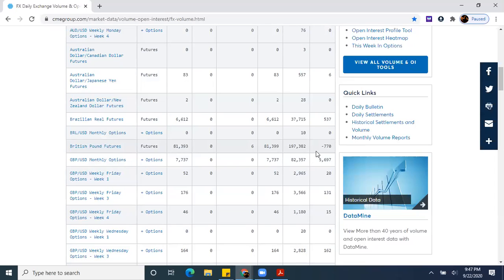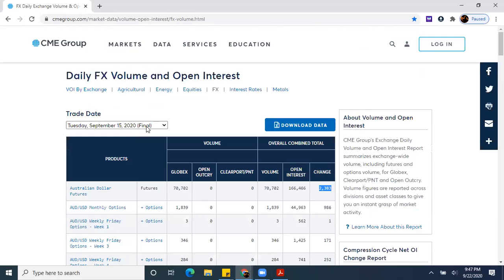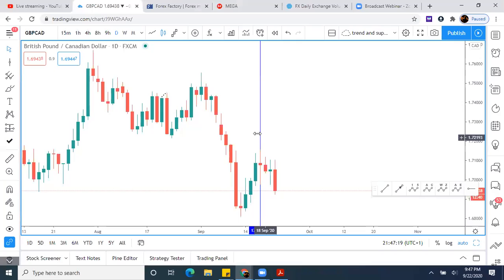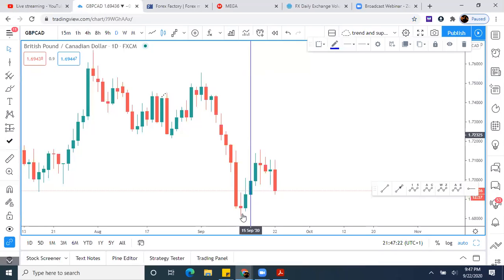Tuesday is negative, right? Tuesday the 15th is negative. So here we have Tuesday the 15th. We will be seeing this Tuesday's information on the 16th, right? And we notice that it is negative, telling us that this bullishness that we are observing is coming to an end.